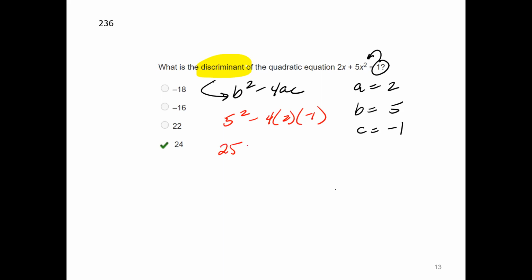Okay, and then you have 25 double negative. Do you see the minus minus makes it a positive? 4 times 2 is 8. So, whoa, 25 minus 4. Oh, no, that's correct. B squared, 25.